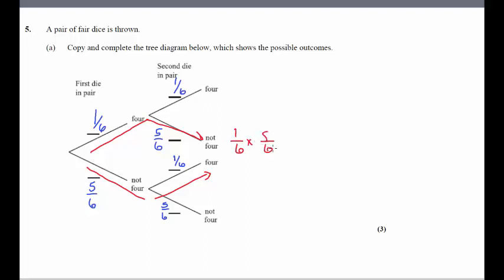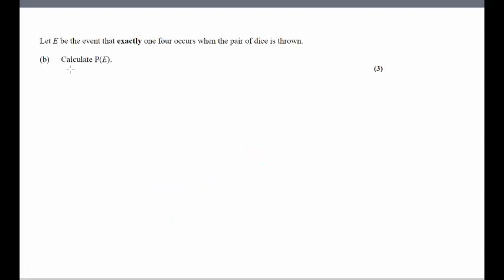the tree to find that we have 5/36, and the same again for the lower tree. And so combining these two gives us the final result. Calculate the probability of there being exactly one 4.